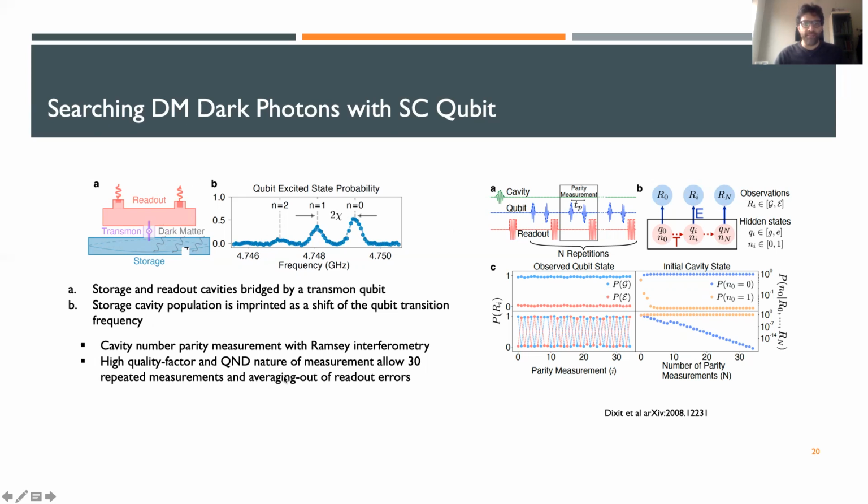Essentially, the main point of this experiment is that the photon lives in the storage cavity, a superconducting cavity, so it has a very long lifetime, hundreds of microseconds. And you perform a quantum non-demolition measurement. So you can probe many times the presence of a photon, and so you can average out any readout error. As you can see in this picture, they reduce to essentially zero the probability of a readout error with 30 measurements for a single photon.